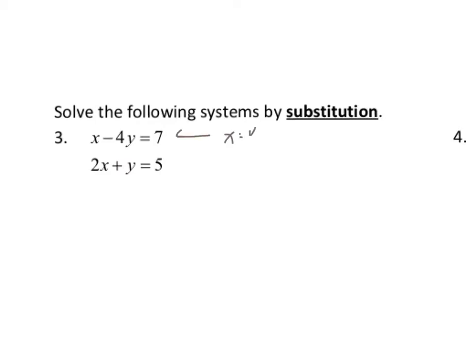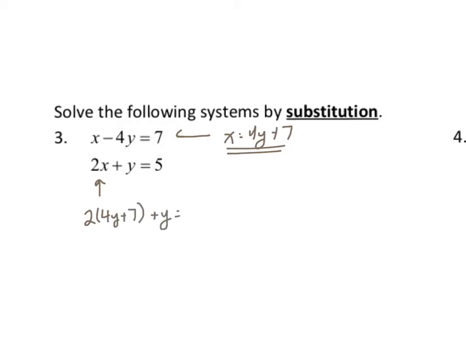So x equals 4y plus 7. So what I see there, that's my first step. I solve for one variable. And then I take it and plug it in for x in the other equation. So my other equation becomes 2 times what I just solved for x, which is 4y plus 7.